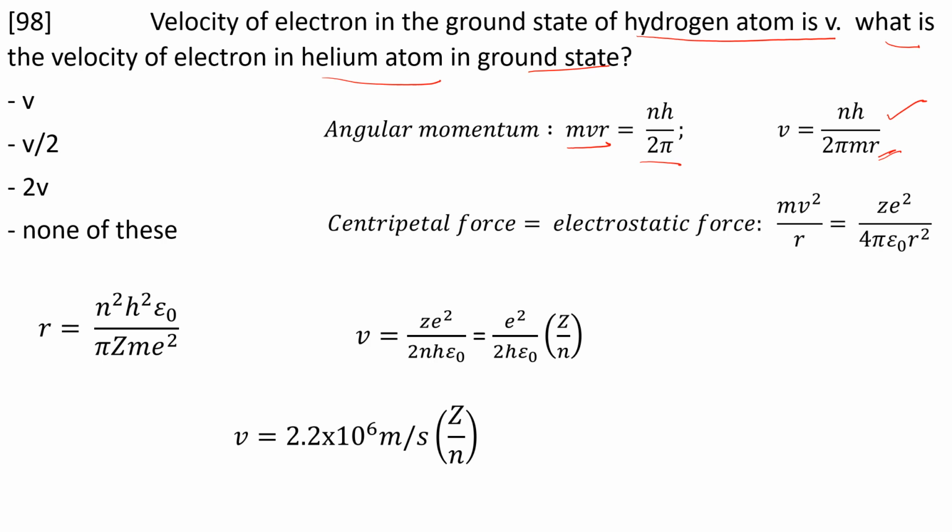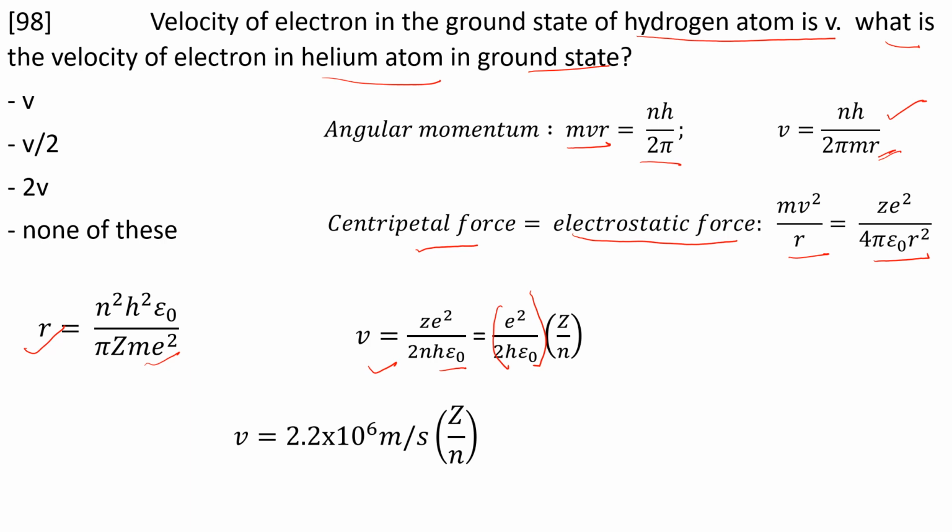Similarly, you have another equation, from the centripetal force of the electron being provided by the electrostatic force. So mv square by r is nothing but ze square by 4 pi epsilon naught r square. So you have two equations and two variables. r is nothing but n square h square epsilon naught by pi z m e square, and v you will get as z e square by 2 n h epsilon naught. This we can write as e square divided by 2h epsilon naught into z by n.